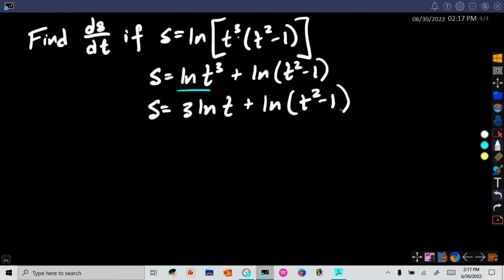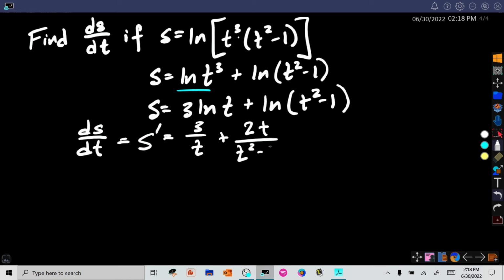All right, so if we take the derivative, s prime, or in this case, they're saying ds/dt, it's the same thing. ds/dt, which is s prime, this is the same as 3 over t for the derivative. And then for the derivative of this, we're going to add, remember the derivative of the inside. So now I'm going to try to do it without writing the whole thing out. The derivative of the inside, 2t, divided by my original, t squared minus 1. Okay, and that's it.